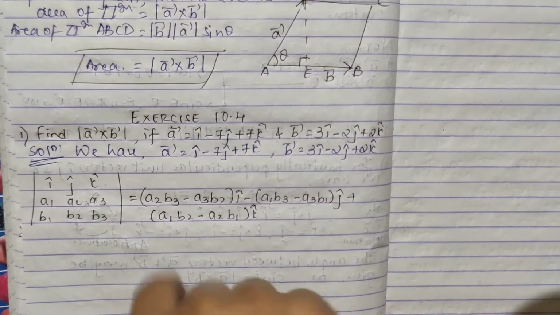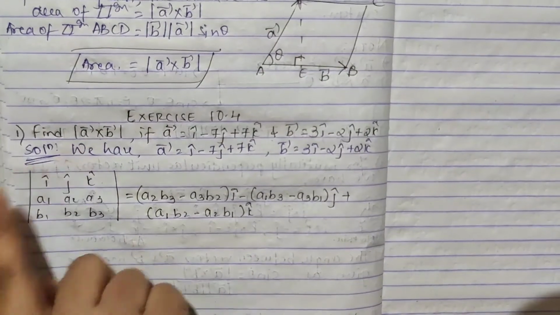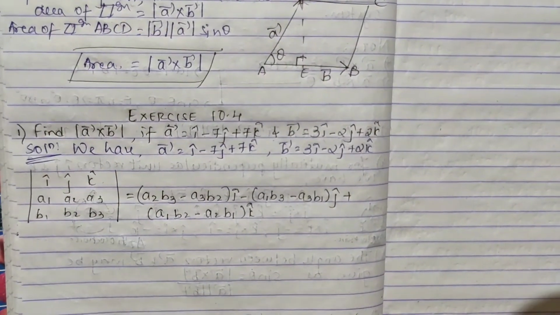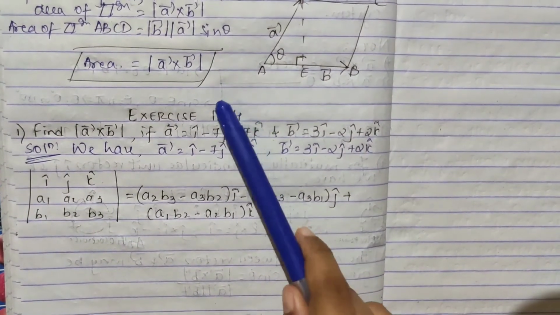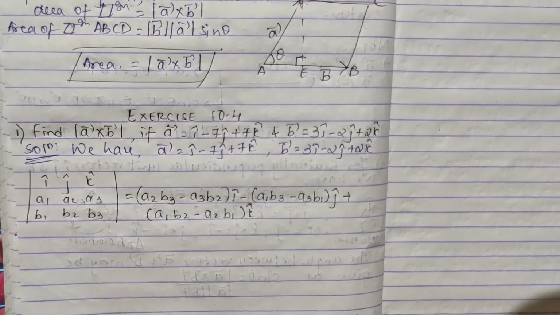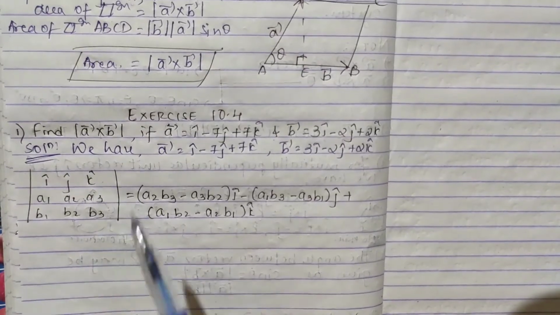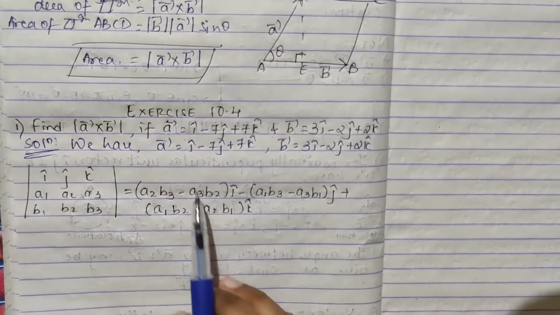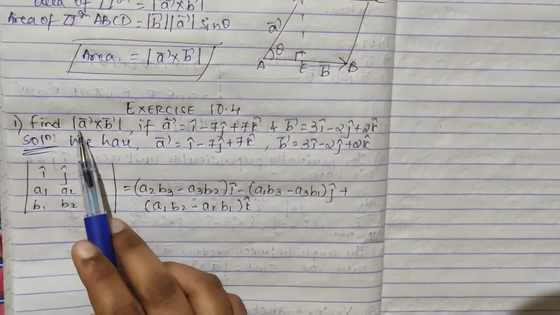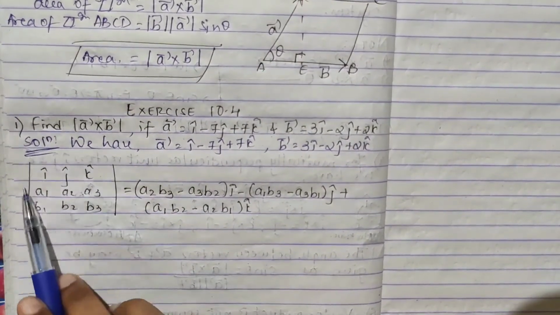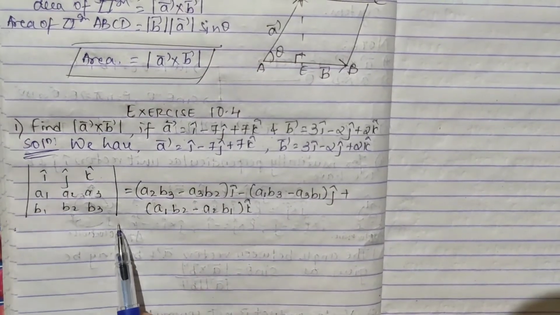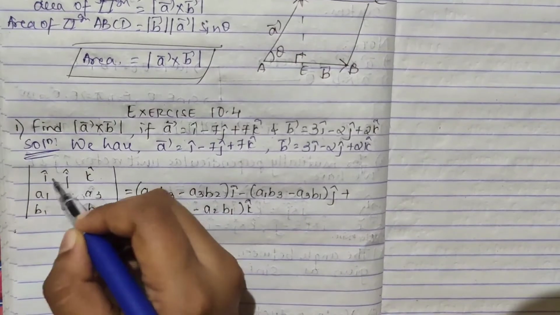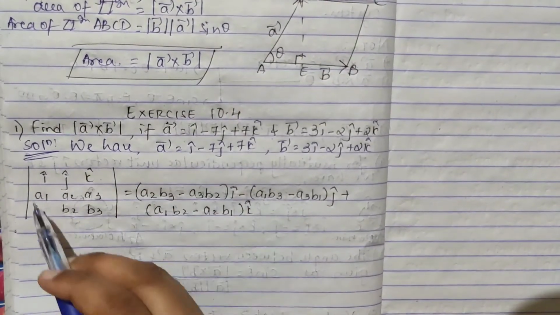Taking the example, find modulus of vector A cross vector B. Vector A cross vector B means what? Area of a parallelogram. I have given it to you in the notes; you can go through that. So they have given vector A and vector B. Whenever they tell you to find vector A cross vector B, you have to do it in such a way, like a modulus. This is called a determinant. When you do the Determinants chapter, you'll understand it more easily.